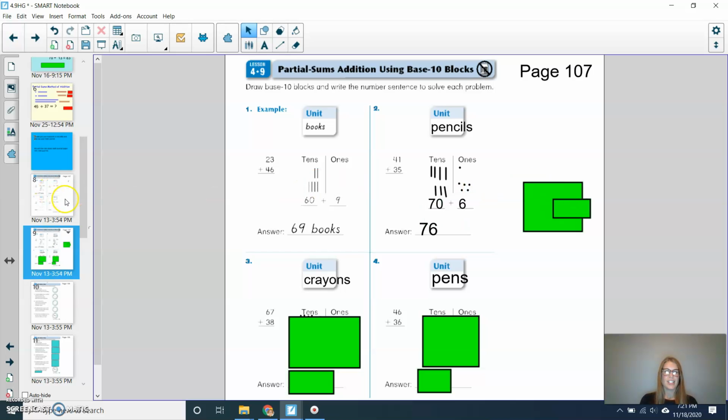76. So can you press pause and solve problems 3 and 4 and then press play when you're ready to check?